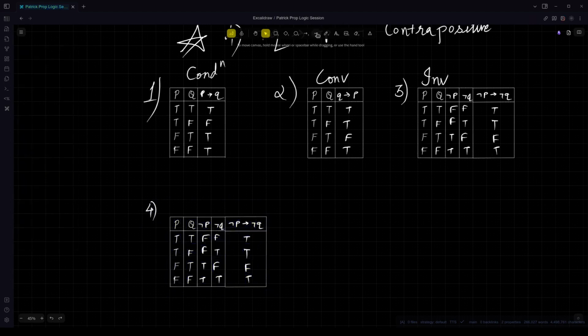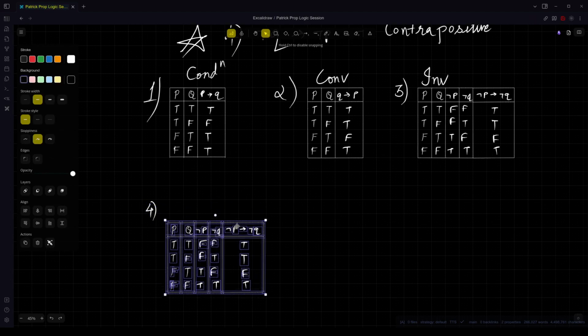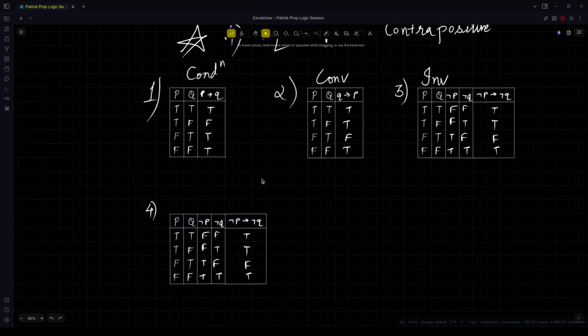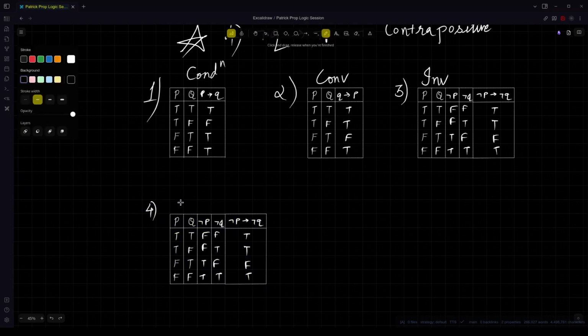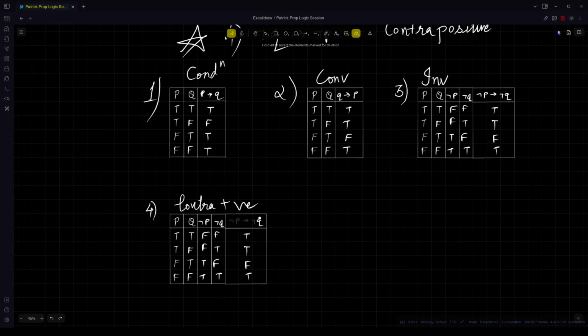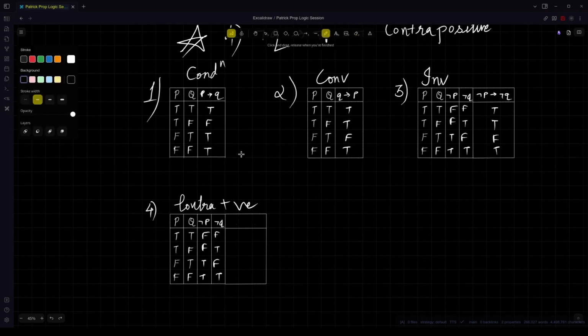And what's the fourth type? The fourth type is called? I can't hear you. Contrapositive. Yes. I'll just write contra plus V for contrapositive. I'll erase this. And what's the form of the contrapositive? Not Q leads to not P. So not Q implies not P. Okay. And what will be the truth values?